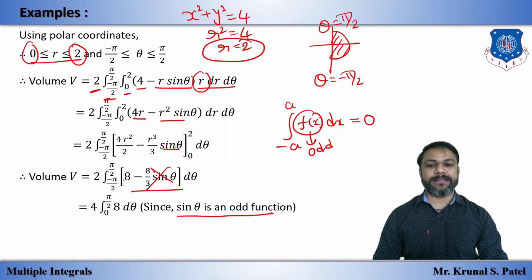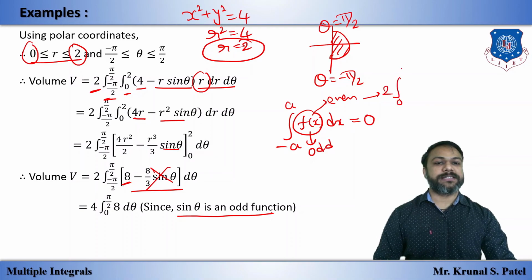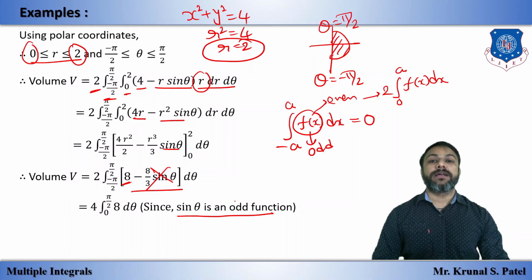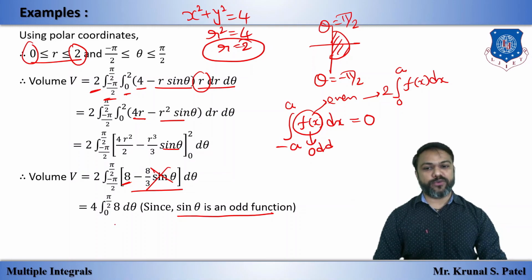So we have 8 and this is even. So we can multiply 2 and take 0 to pi by 2. If it is even, then we have the option to multiply with 2 and take 0 to a, f of x dx. This is the theorem which we already learned in 12th standard. Okay, so we have used it.